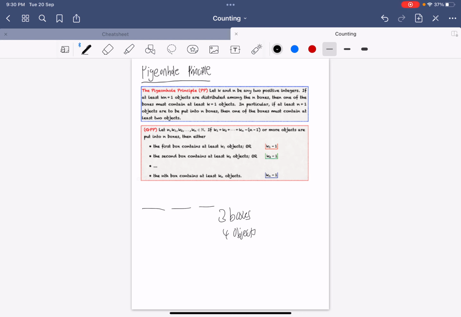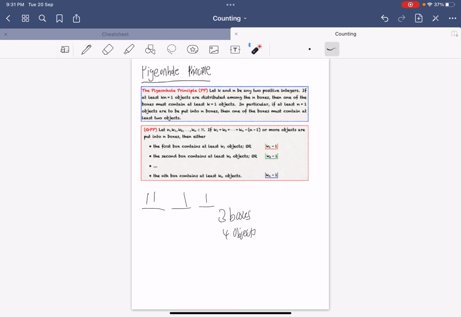So why is that so? Well, these 4 objects can be placed one object into each box. But you still have one more object left and it has no choice but to go into one of the other boxes. And so, one of the boxes must have at least 2 objects. And this is basically it for the Pigeonhole Principle. While it seems like common sense, it is actually very hard to apply in real life and it takes a lot of practice to understand what are the boxes and what are the objects.